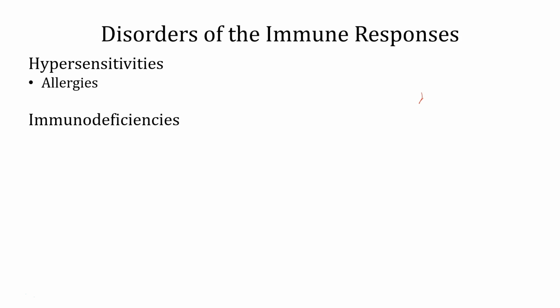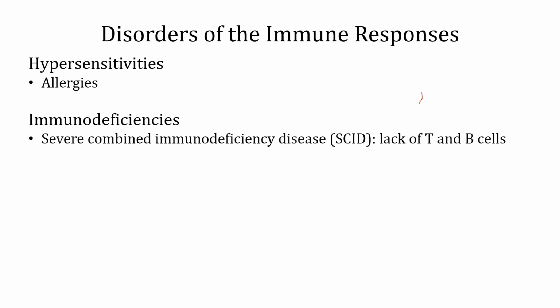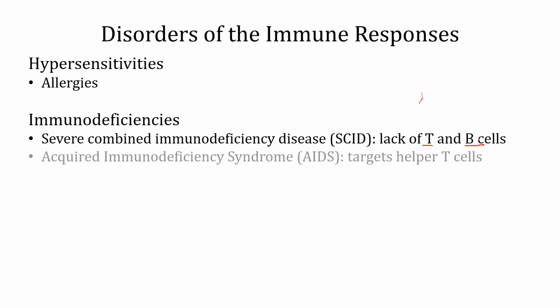There are also immunodeficiencies. One example here is severe combined immunodeficiency disease, or SCID. This is where T and B cells are lacking, so the individual would not be able to mount as sufficient of an immune response as they should.